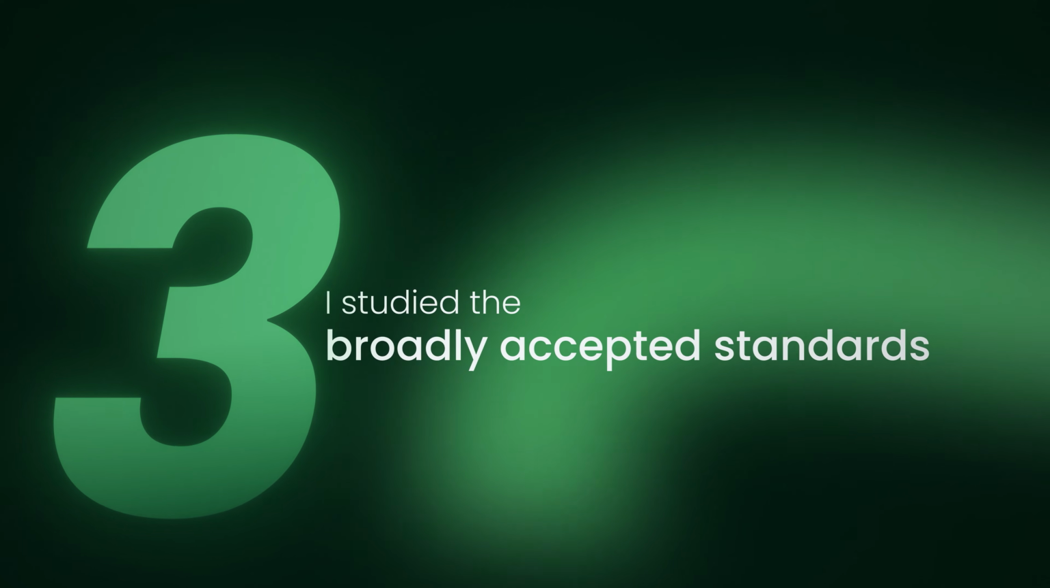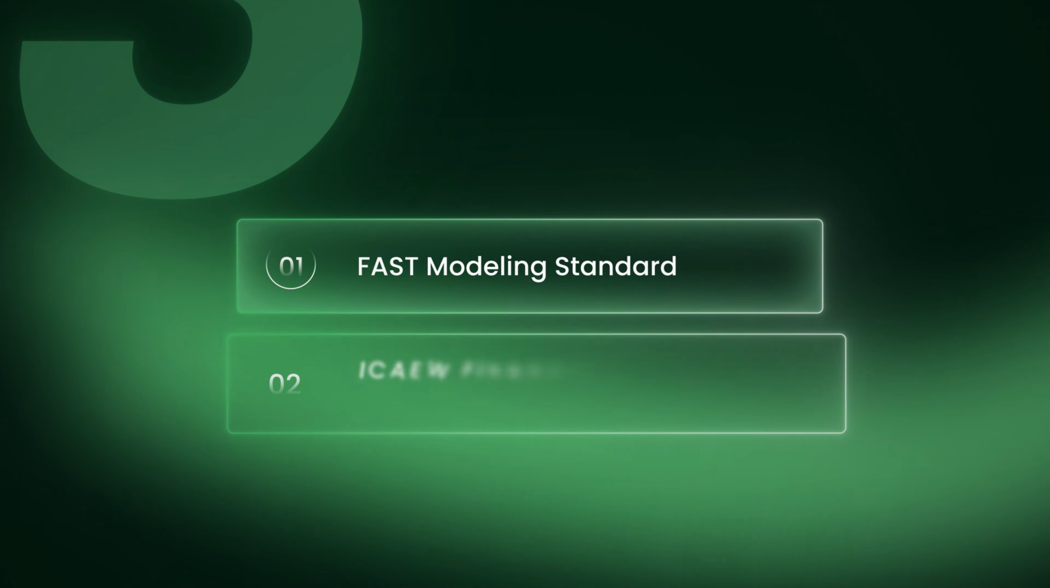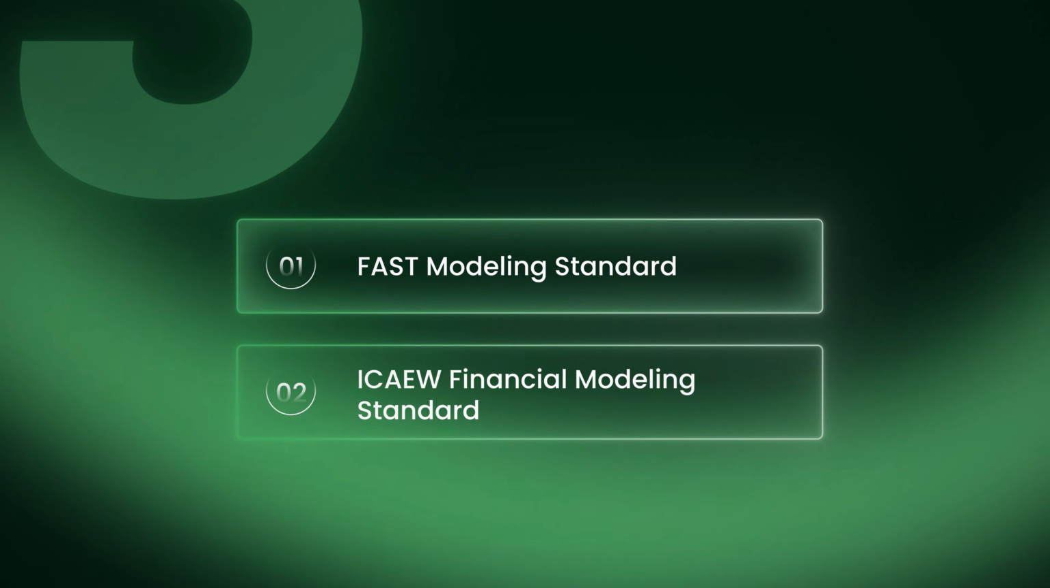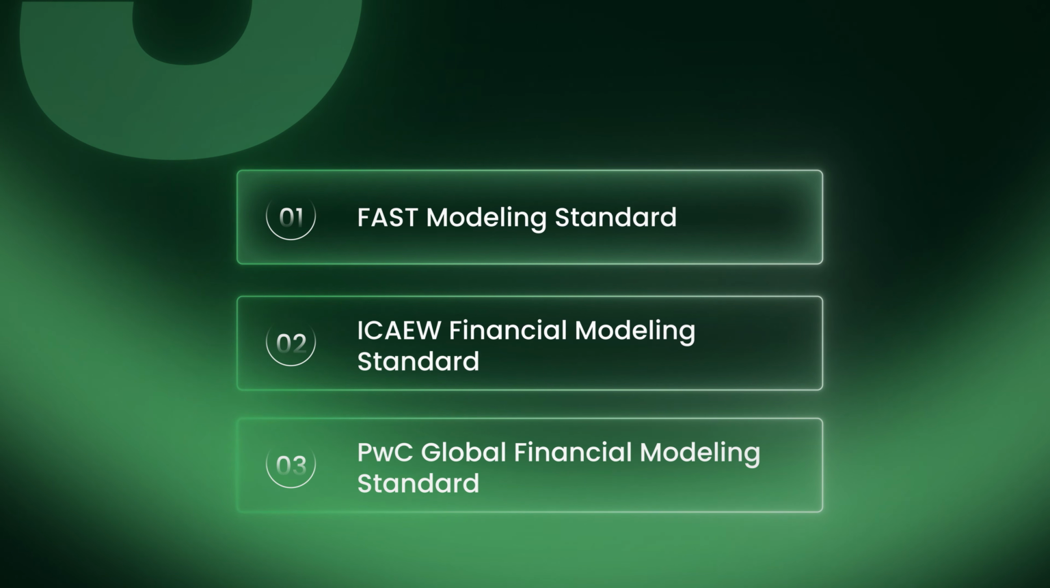So I studied the 3 broadly accepted standards for you and distilled them for FP&A work. Those are the FAST modeling standard, the ICAEW financial modeling standard, that's an accounting body, and the PwC global financial modeling standard. PwC is one of the big 4 audit firms, and they do a lot of modeling, especially in their consulting practice.